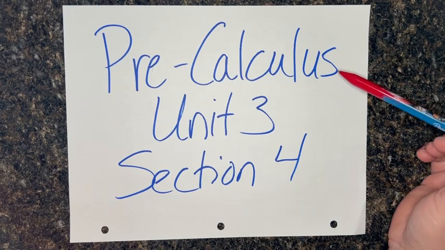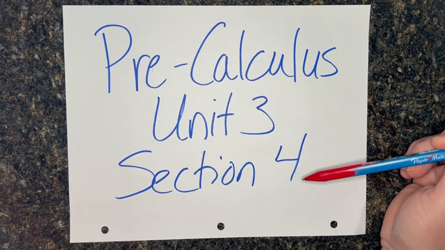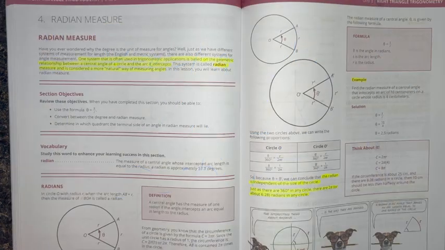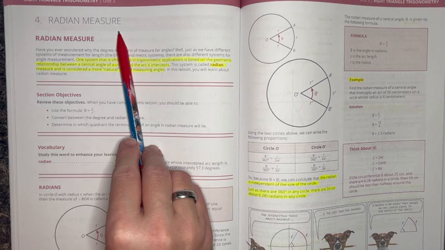Today we're going to be working through Pre-Calculus, Unit 3, Section 4. Section 4 begins on page 58 and it's titled Radian Measure.